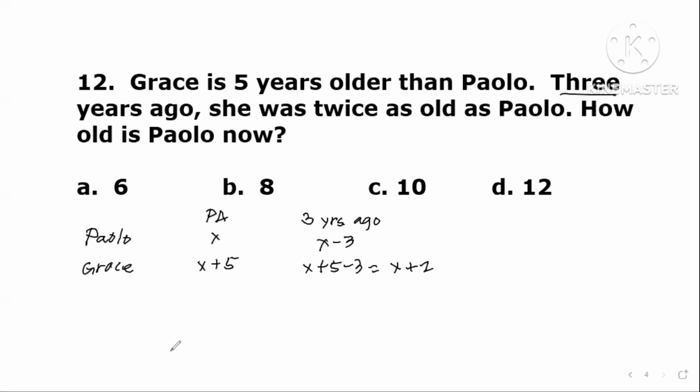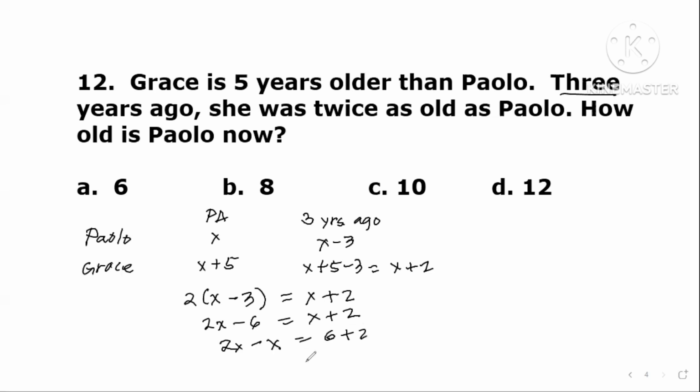So since 3 years ago, Grace's age was twice as old as Paulo, so doble daw, no, ang age ni Grace ni Paulo. Kaya i-multiply natin yung age ni Paulo, ayan, 2 times X minus 3, 3 years ago, para maging equal kay Grace, which is X plus 2. Okay? So, distribute, 2X minus 6 equals X plus 2. Transpose nyo yung X, 2X minus X. And then 6 lilipat, 6 plus 2. Therefore, X is equal to 8. So, that is Paulo's age. O, take note ha, ang tinatanong, Paulo's age. Itingnan nyo kung ano ang tanong, dapat yun ang sagot. So, the correct answer is letter B.